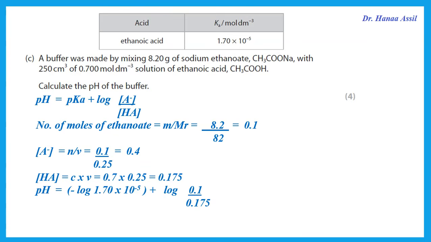Put that into the equation. Remember that pKa is minus log of the Ka that we're given, plus log of the concentrations we calculated. This comes out to a pH of 4.5265.